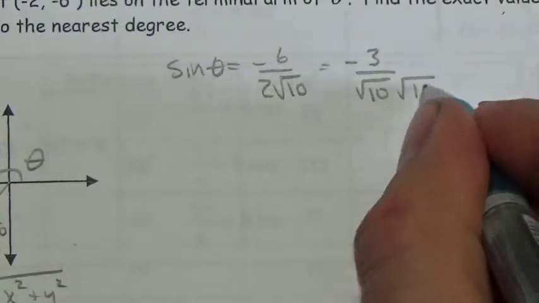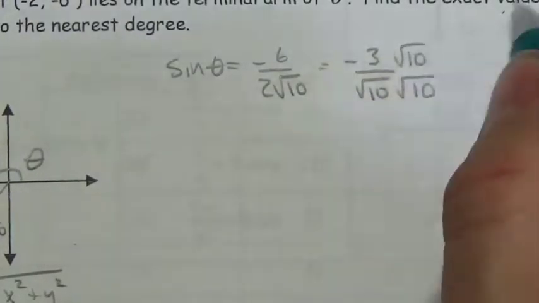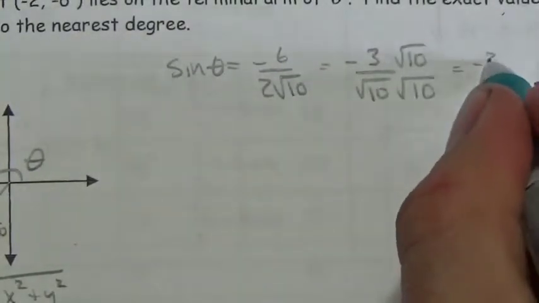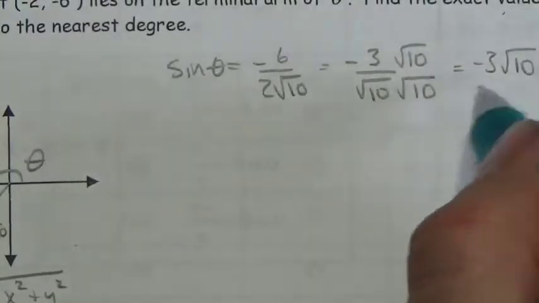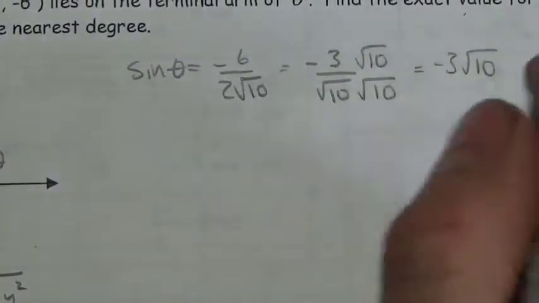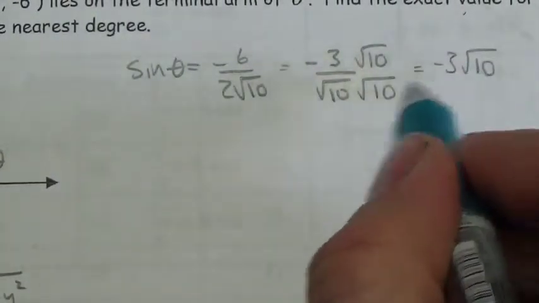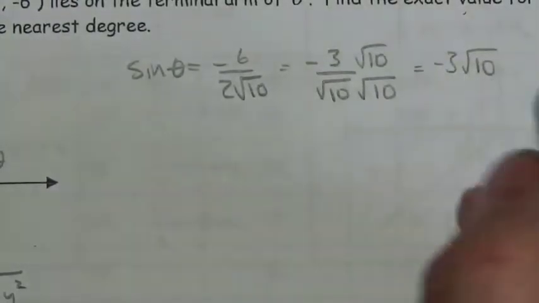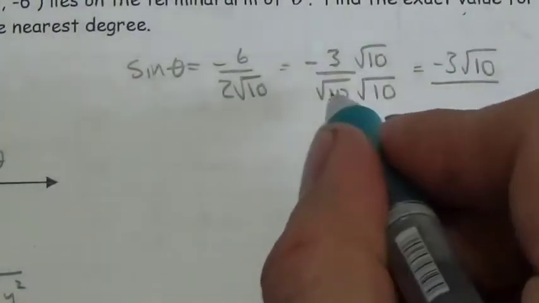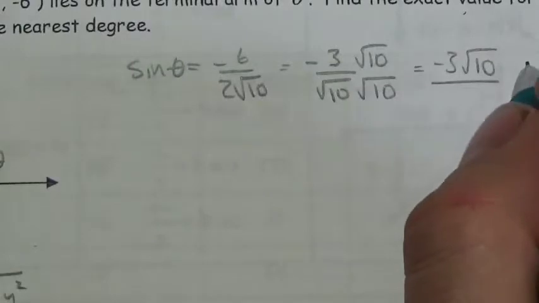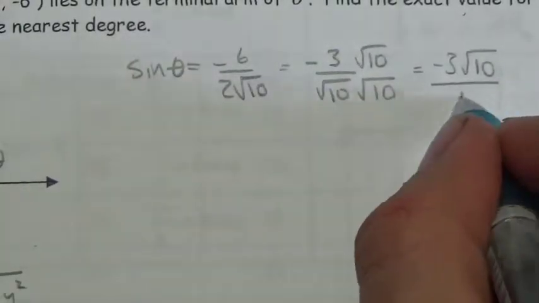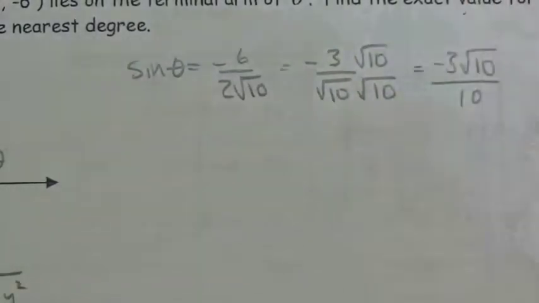So to get rid of the root 10 down there, I multiply numerator and denominator by root 10. Now in the numerator, the best I can do here is just simply state that that's -3 times root 10. I don't know what that's going to be, but that's what I've got to do. But in the denominator, root 10 multiplied by the square root of 10 would be the square root of 100, which is 10. And so there we go.